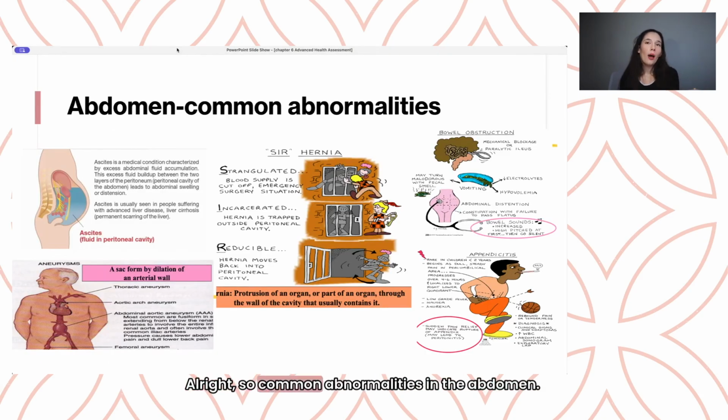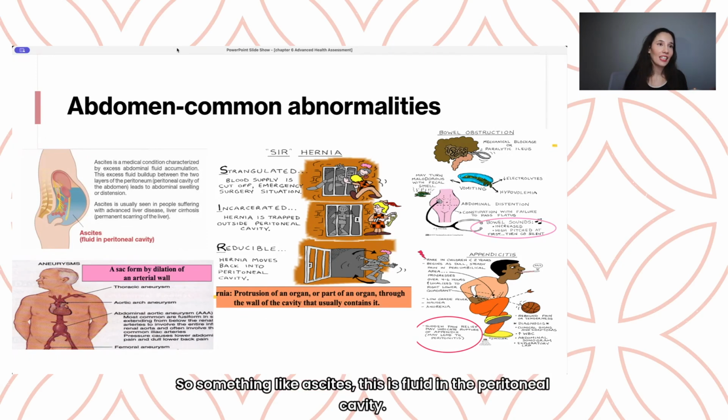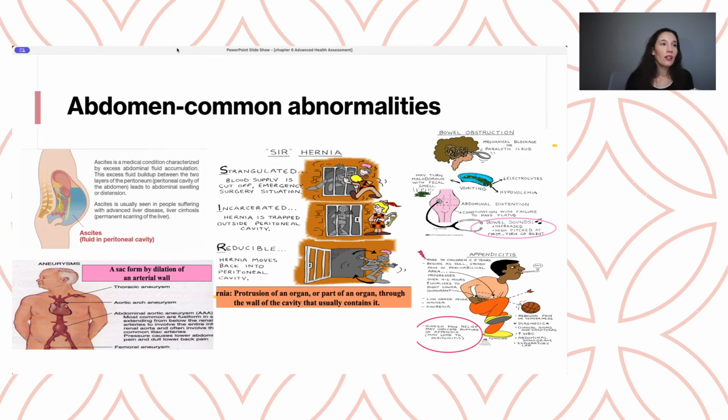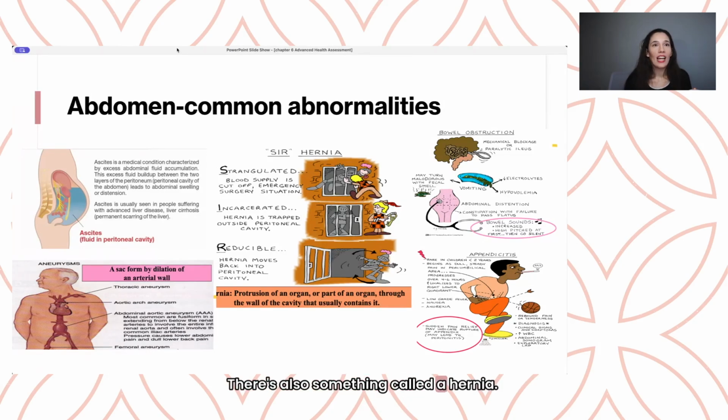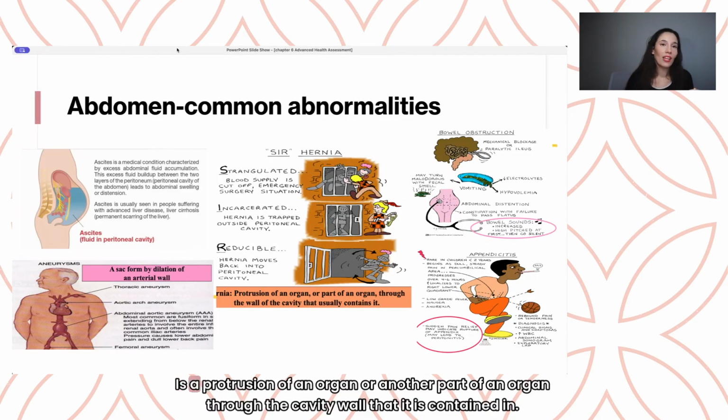All right, so common abnormalities in the abdomen. Something like ascites, this is fluid in the peritoneal cavity. It's usually seen in people with advanced liver disease or liver cirrhosis. An aneurysm is a sac formed by the dilation of an arterial wall. There's also something called a hernia, a protrusion of an organ or another part of an organ through the cavity wall that it is contained in.